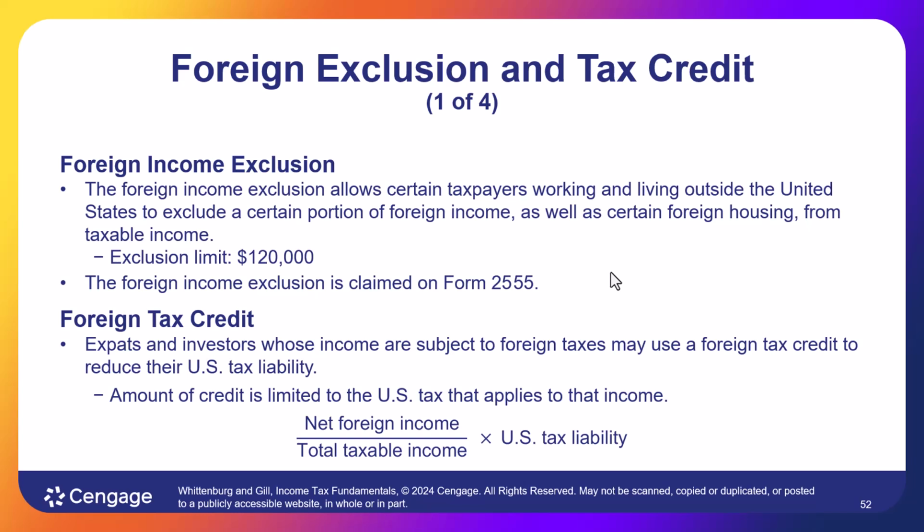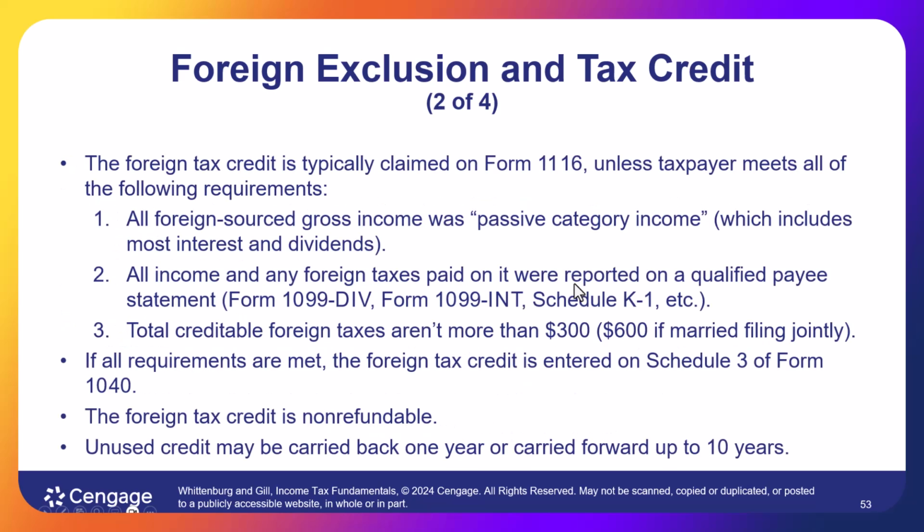Foreign tax credit: expats and investors whose income is subject to foreign taxes may use the tax credit to reduce their tax liability. The amount of the credit to the U.S. tax applies to the income: net foreign income divided by foreign taxable times U.S. tax liability. The foreign tax credit is typically claimed on Form 1116 unless the taxpayer meets all of the following requirements.